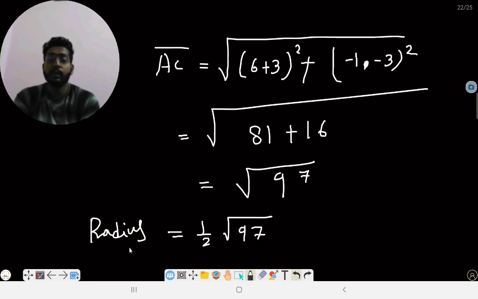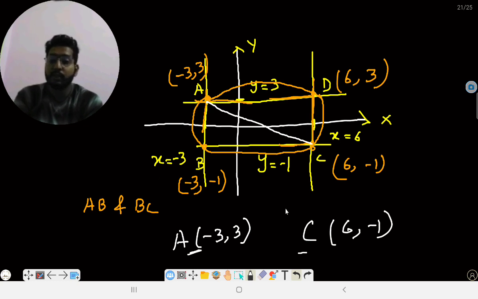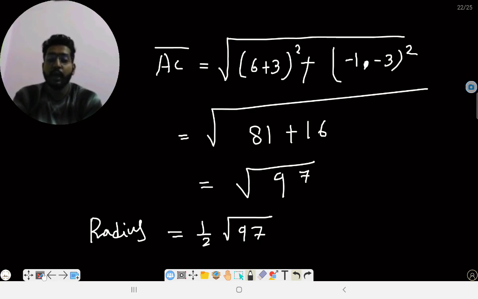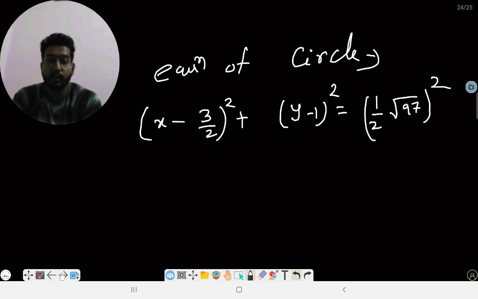Now whenever the points are done, what will be the center and radius of the circle? Now suppose this is a circle and this is the rectangle. The diameter of this circle is equal to the diagonal of this rectangle. Now we know the values of A and C here. From this we can find the distance of AC, and this distance will be equal to the diameter of the circle, and half of this will be the radius. And how to find the center? The center will be the midpoint of A and C. So like this we get the equation of the circle. If I solve this one, you'll get the equation of the circle like this.